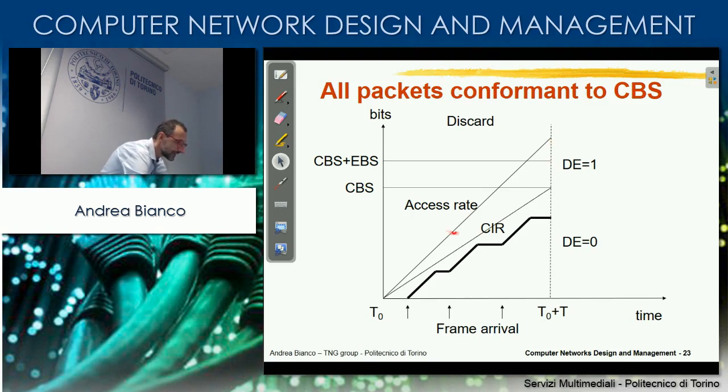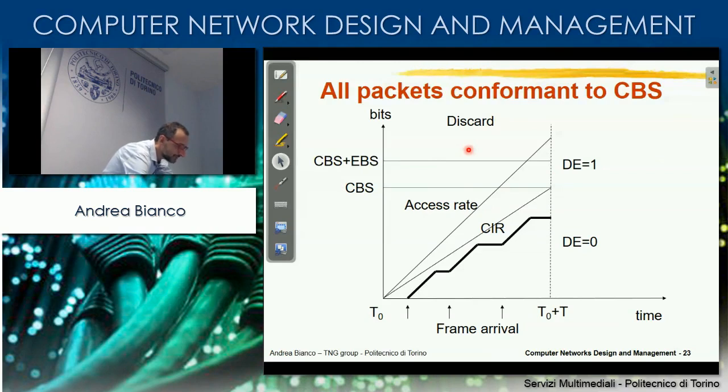So this is the access rate, this is the CIR, this is CBS and CBS plus EBS. This difference here is the excess burst size. Now what we want to do: everything that is generated within this bound of CBS over T should be sent at high priority with the DE bit set to 0. Everything that is being sent exceeding CBS but being below CBS plus EBS should be sent as low priority with this bit set to 1. Everything exceeding the summation of the two should be discarded. That's the logic of our control. Okay?